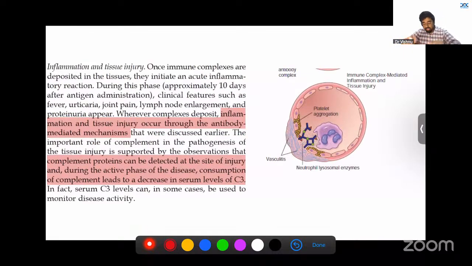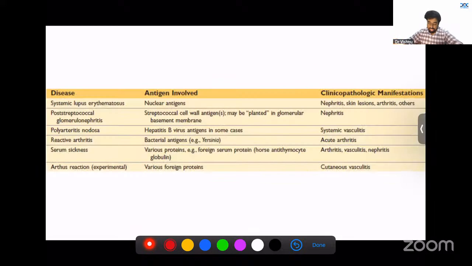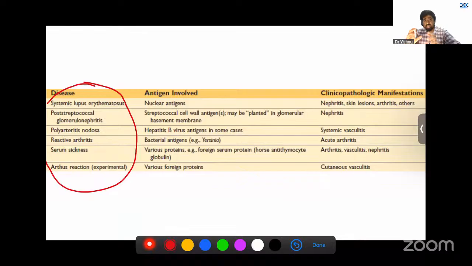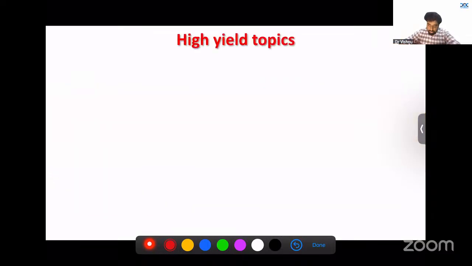Once that deposition occurs, slowly there is activation of complement, much more cytokine release, chemokine release, and inflammation and tissue injury will manifest there. So these are your type 3 hypersensitivities. Serum sickness is the most classically described one. SLE is very classically described. Post-streptococcal glomerulonephritis, PAN, vasculitis, etc. are immune complex mediated vasculitis. Basically, those are all type 3 hypersensitivity. So those were the previous year topics.